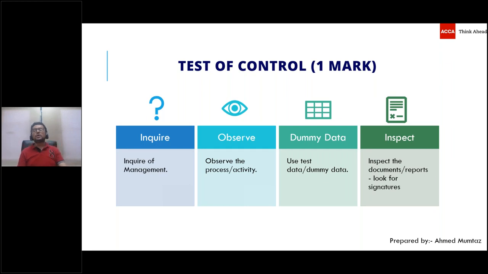Number 3, you could use the dummy data. Dummy data means you are going to access the client system, you are going to enter certain data, and you will figure out whether the system is processing it correctly or not. So this is what we call use of test data, also known as dummy data. 4th, the last one, you could inspect the documents, you could inspect the reports and look for the sequential number. You could inspect the reports and look for the authorized signature. So look for the signatures, look for the stamp, look for the evidence. So this is what we call test of control. Is this clear to everyone?